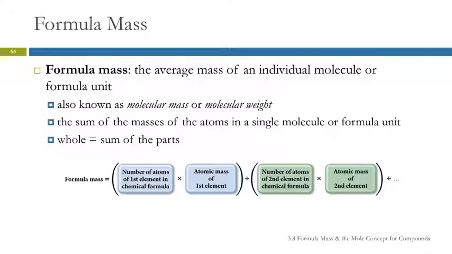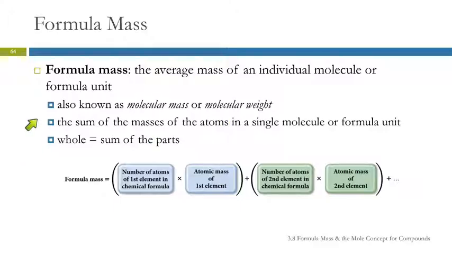Okay, formula mass. We've talked about atomic mass, the mass of one atom, and molar mass, the mass of a mole. Now we're going to talk about formula mass. Formula mass is the mass of an individual molecule or of a formula unit. So it's the mass of the formula. Makes sense? It is sometimes called a molecular mass or a molecular weight.